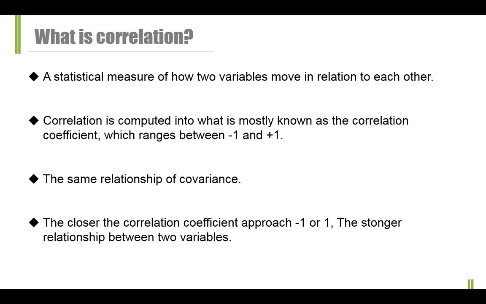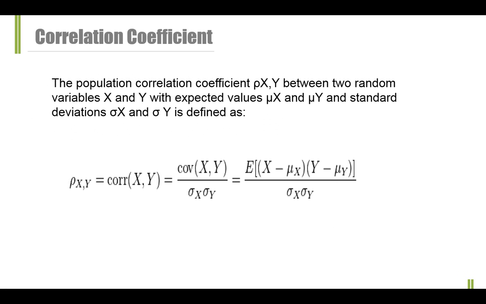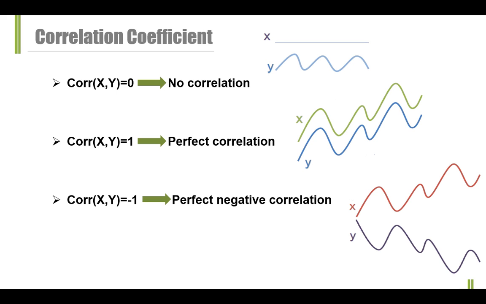And the correlation coefficient can be defined as the equation below. The correlation coefficient of XY equals the covariance of XY over sigma X times sigma Y. This sigma X and sigma Y represent the standard deviation of the two variables. There are 3 special situations that should be mentioned: no correlation, perfect correlation, and perfect negative correlation, in which the correlation coefficient equals 0, 1, -1. The relationship of XY in these three cases can be expressed simply as the three figures on the right side.